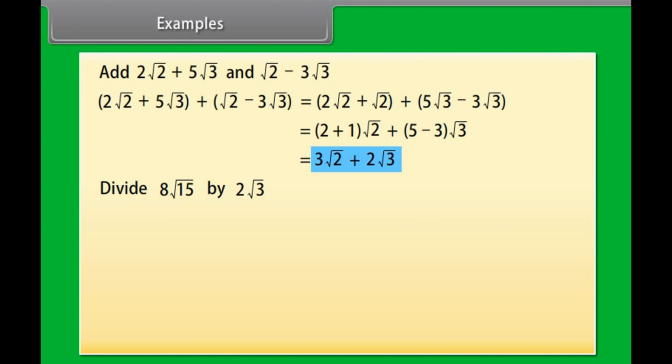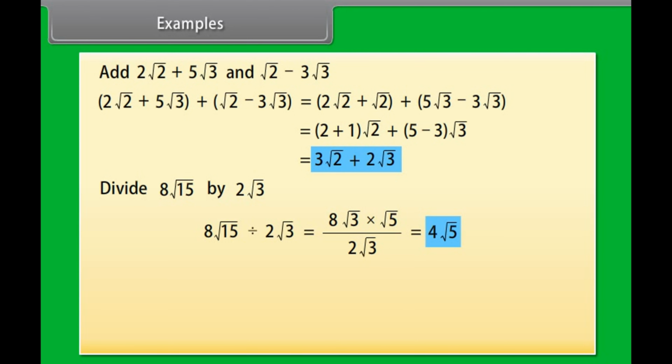Let's now divide 8 square root 15 by 2 square root 3. We will write it in this way. We can write 8 square root of 15 as the product of 8 square root of 3 and the square root of 5. Hence, the answer we get is 4 square root of 5.